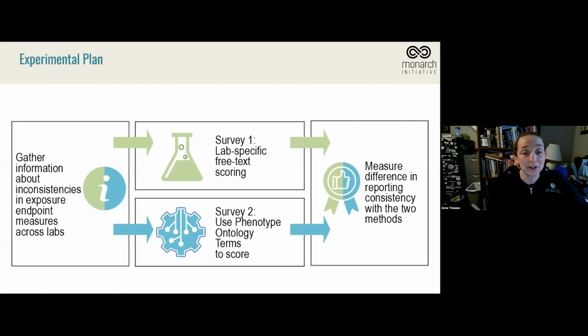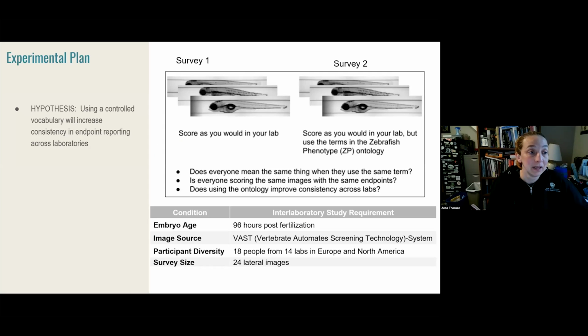So we decided to do an experiment. First, we would do a survey where participants score a series of zebrafish images according to what their lab does normally, and then present them with a second survey where we ask them to score images and give them terms from an ontology like the zebrafish phenotype ontology. Then we measure the difference in reporting consistency between the two methods.